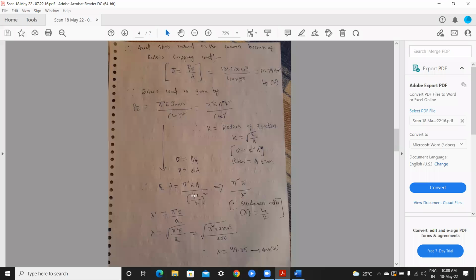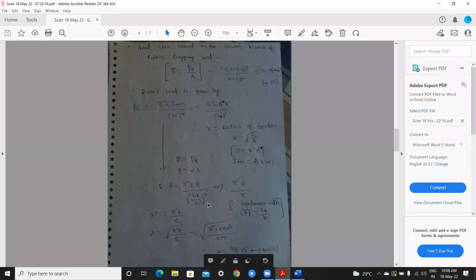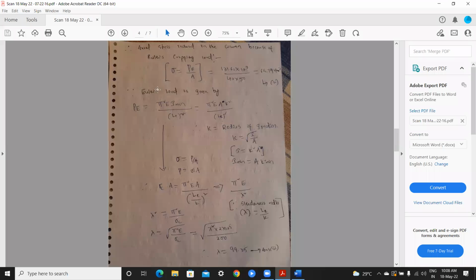Now see here, in place of L effective, can we write LE by K? In the place of I minimum we are writing AK square. So can we write K on the bottom side? Can we write this formula like this? Pi square E, and in place of I minimum, as we got, AK square. A is on top and we can bring this K to the bottom side. Why are we bringing this K to the bottom side? Because LE by K gives us the slenderness ratio directly.